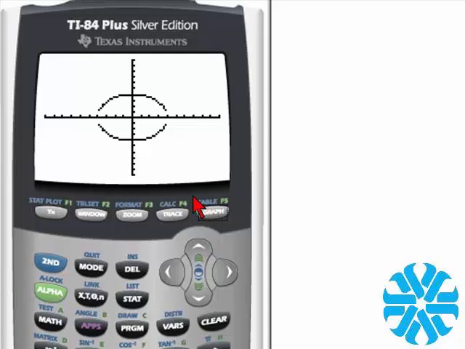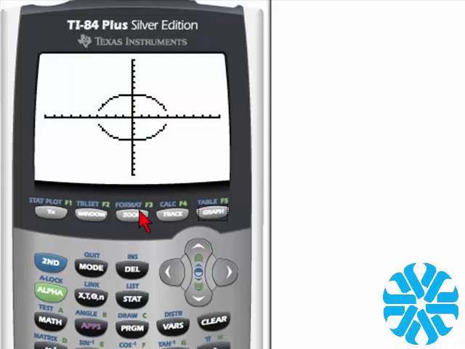Notice the circle looks like an ellipse. This is because the x-axis increments are slightly larger than the y-axis increments. So you can see here the spaces between each increment are a little larger here than they are here on the y-axis. To fix this, go to the zoom mode and select z square.